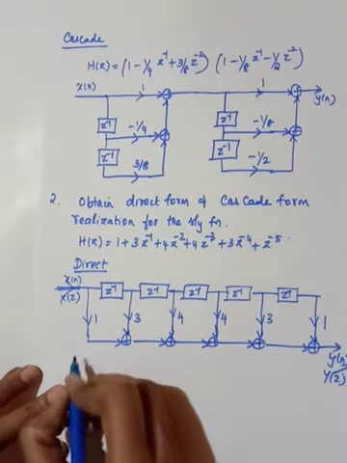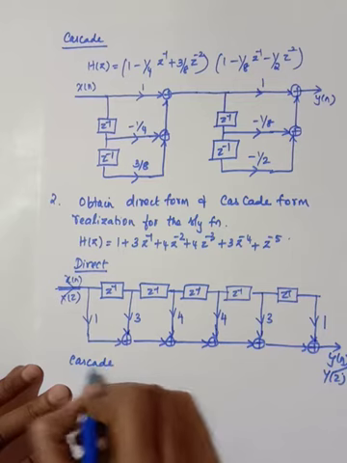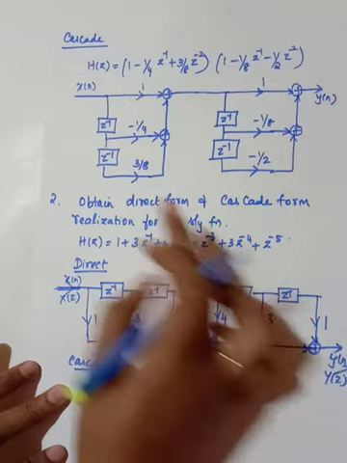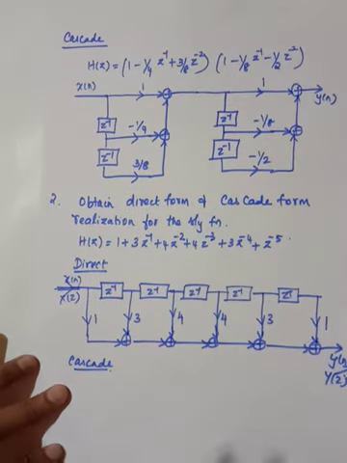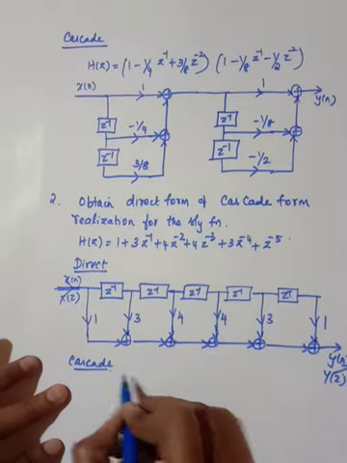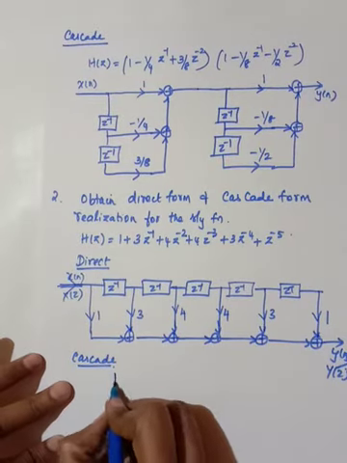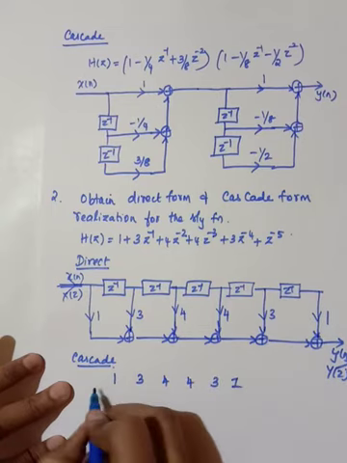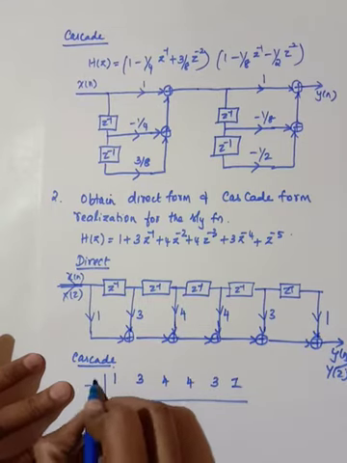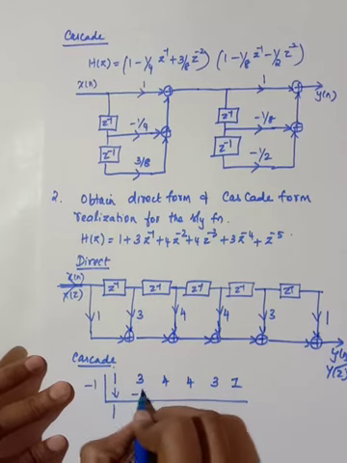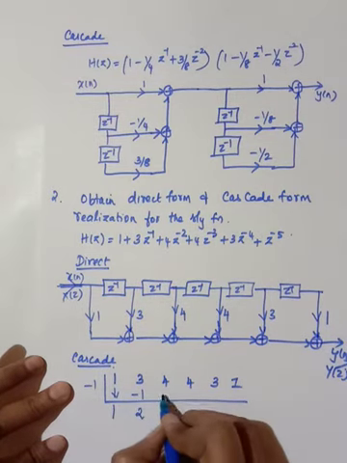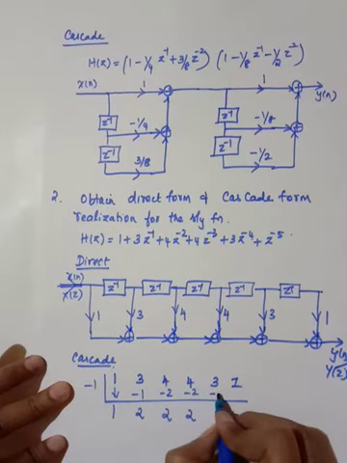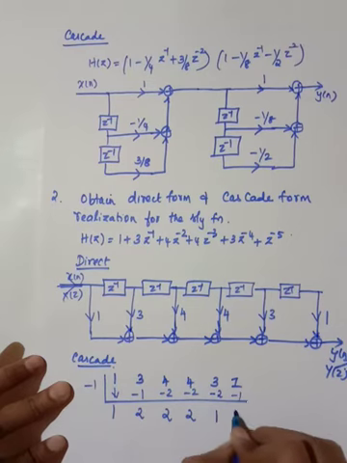Now in order to perform the cascade realization, you need to factor this, and only then can you realize it in this format. First we will perform the factorization. Here you first write down the coefficients 1 3 4 4 3 1. Now I am going to perform the factorization. Here I am going to use minus 1. So 1 minus 1, it is 2, then minus 2, 2, then minus 2, 2, so minus 2, 1, so minus 1, 0.